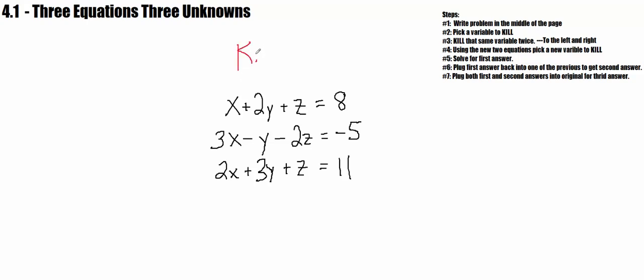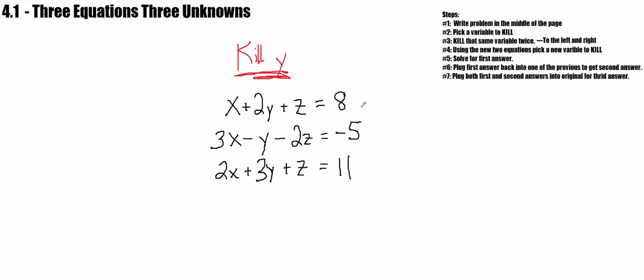When I look at this one, I say, let's kill the y. I'm going to write it at the top of the page, at the top of the problem right here. It's important that you list out what you're killing, because on these types of problems, you're going to have to kill that same variable twice. If you say you're going to kill the y's, you've got to kill them twice, once to the right and once to the left. Now let me show you what I mean by that.